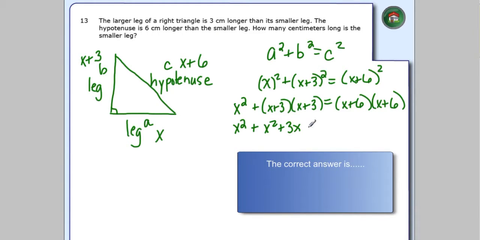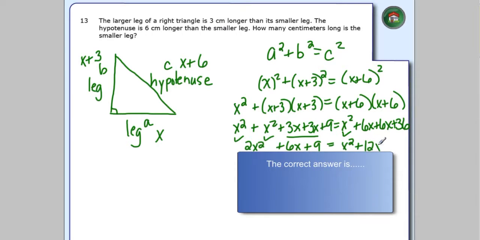And then take the 3x through, which would be 3x plus 9 equals, this would be x squared plus 6x plus 6x plus 36. And then you would put like terms together. x squared and x squared on this side would be 2x squared plus 6x plus 9 equals x squared plus 12x plus 36.